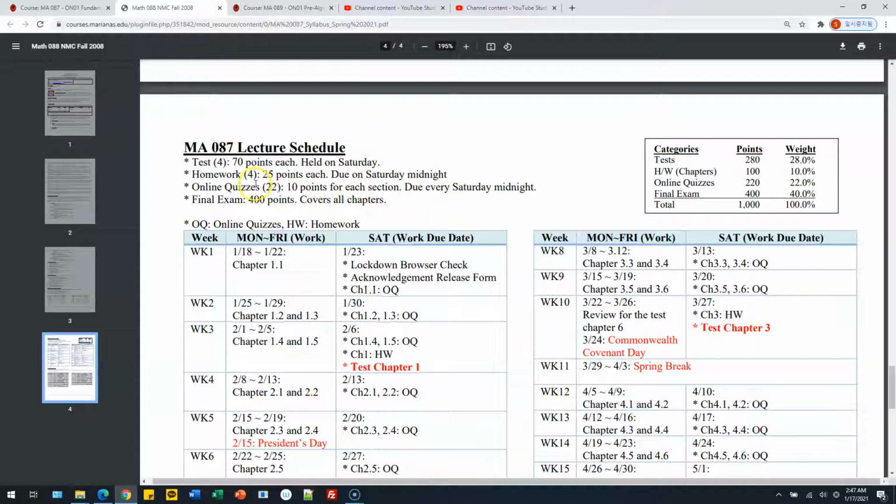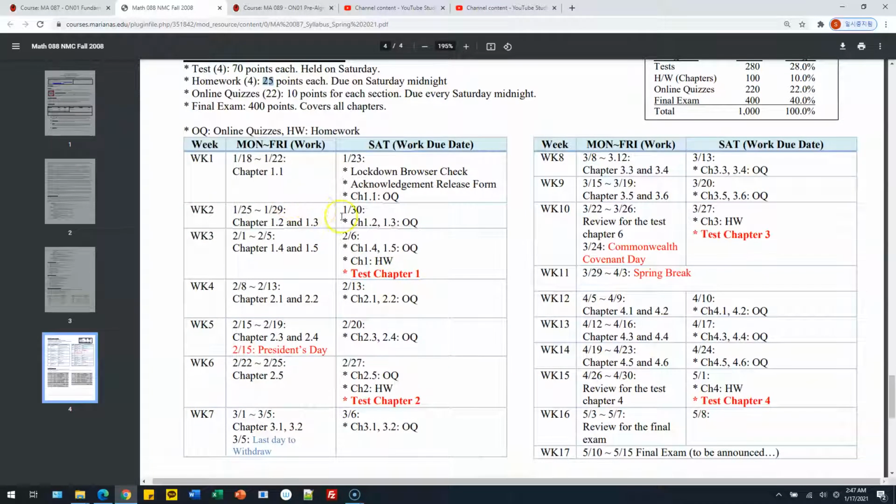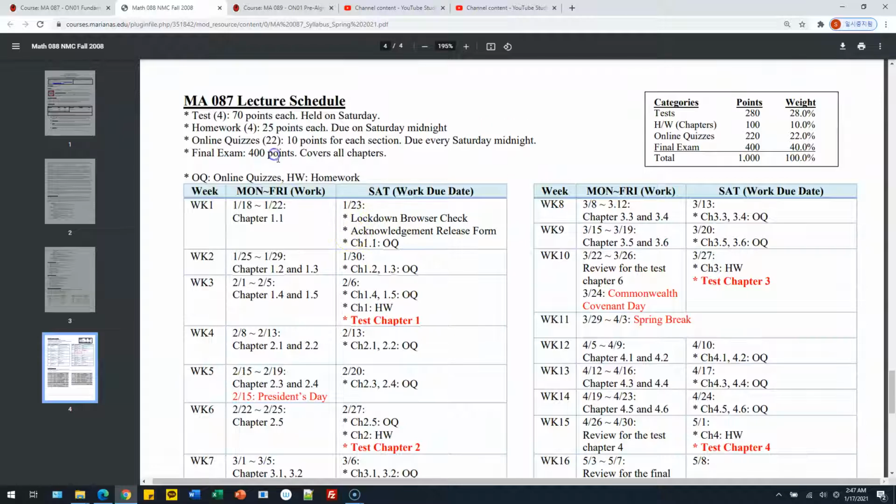Okay, and homework. There are 25 sections. So altogether, online quiz. So there are 22 sections, and each section is worth 10 points. So the total for this online quiz is 220 points.